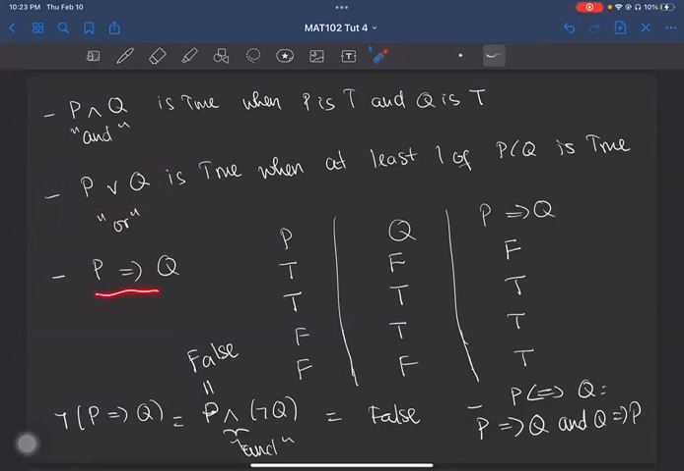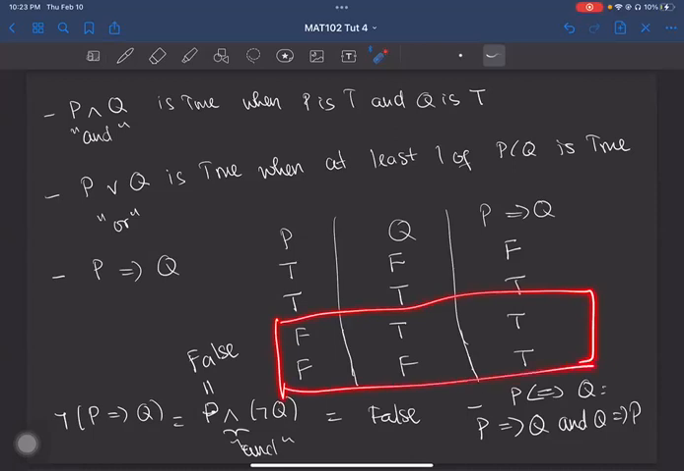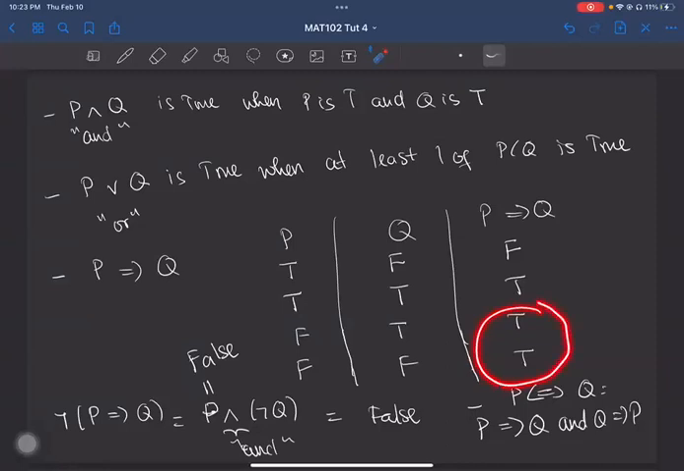Next is P implies Q. When we have true implies false, the implication is false. When we have true implies true, the implication is true. And the last two are a bit abnormal. When the if condition is false, then no matter what Q is, P implies Q is always true. And we call this one vacuously true.